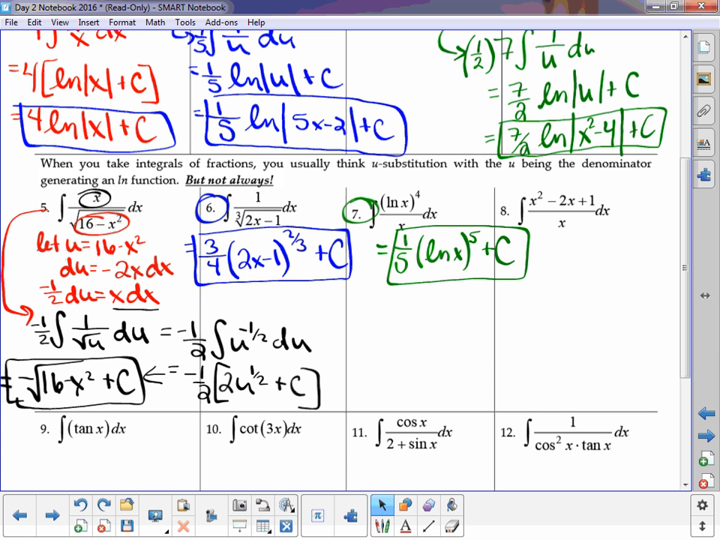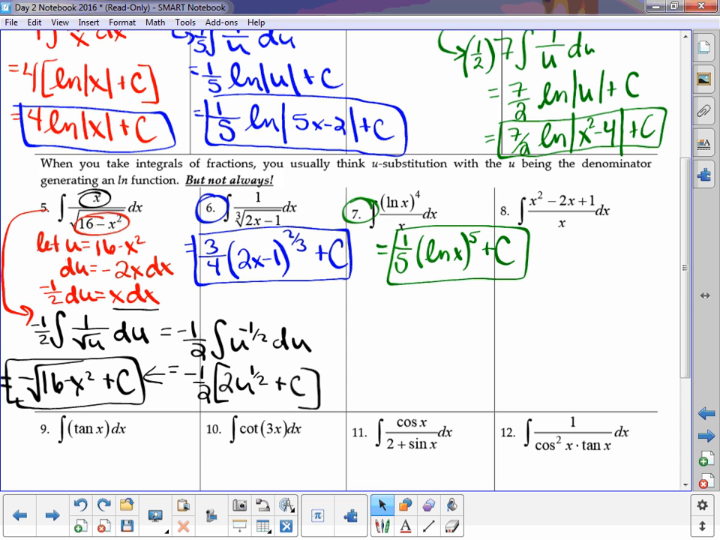Yeah, so you can see that. Alright guys, so for number 6, make sure you did not lose your 1/2 when you did your u sub. And also we had to multiply by the reciprocal of our new exponent, so we had 1/2 times the 3/2, which is what gives 3/2. For number 7 here, what did we let u equal? ln of x, because that was our inside function.